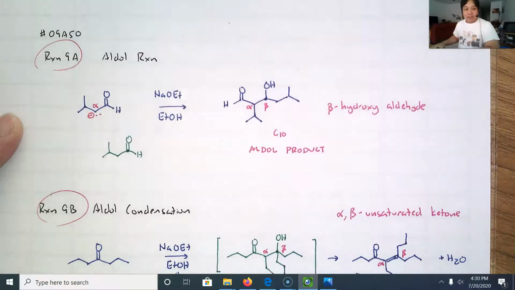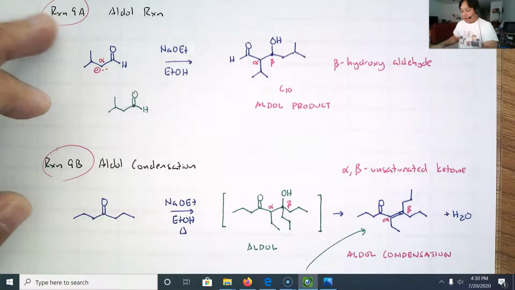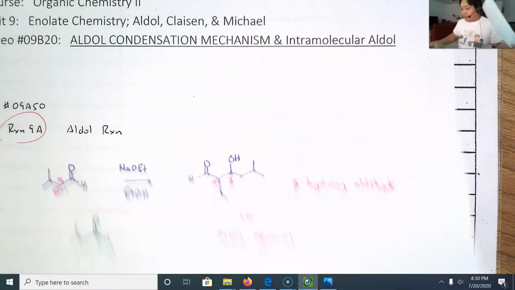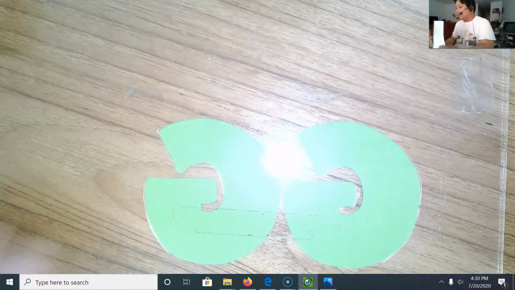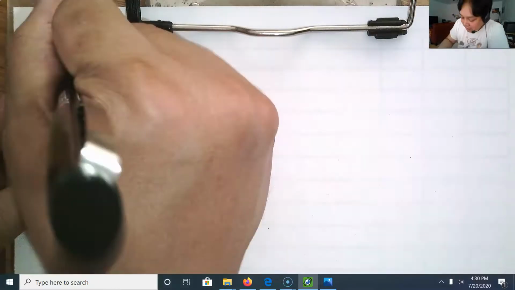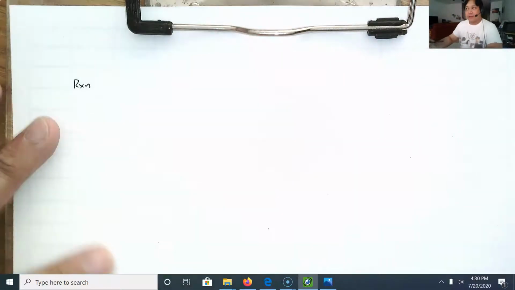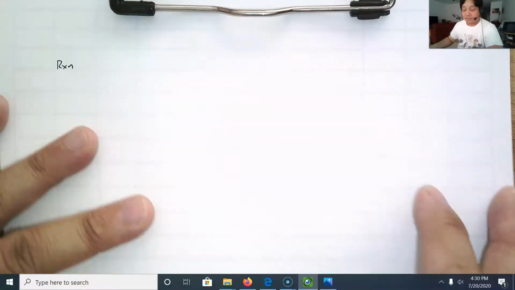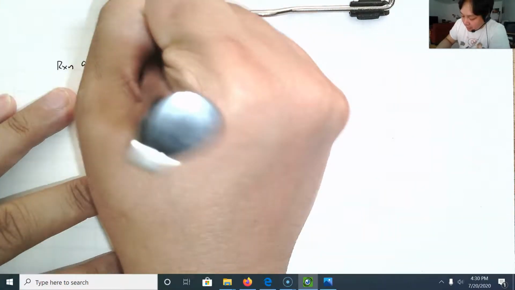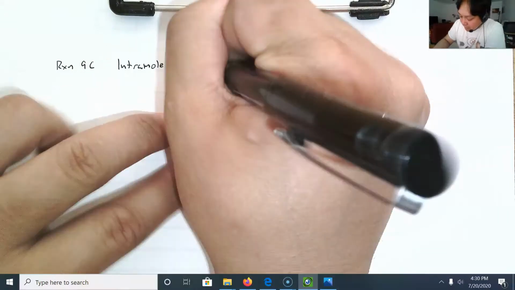All right, so this is good. On one page, we're able to get side by side an aldol reaction and an aldol condensation. What about that intramolecular aldol? This would be reaction 9C. Again, if you master the aldol reaction, the next 5 or 6 are going to be really easy because they all play off of the regular aldol. We have an intramolecular aldol.